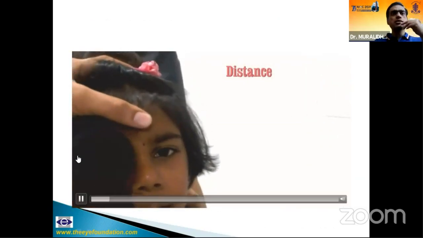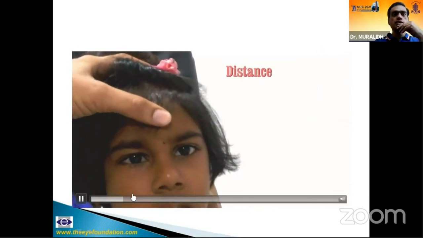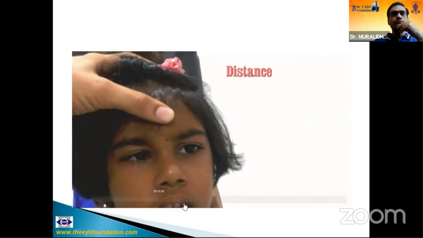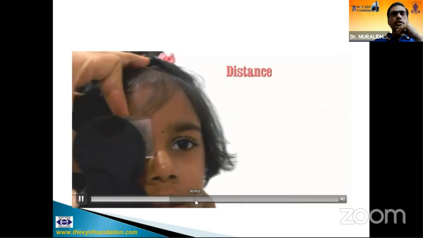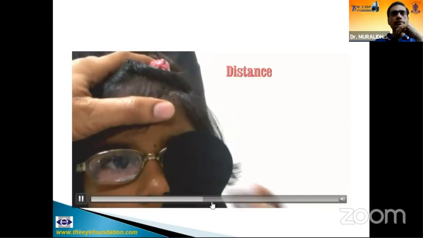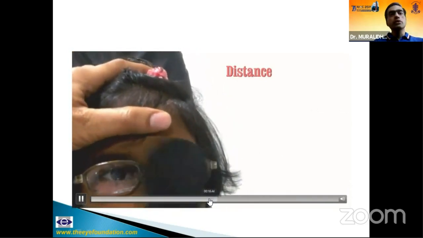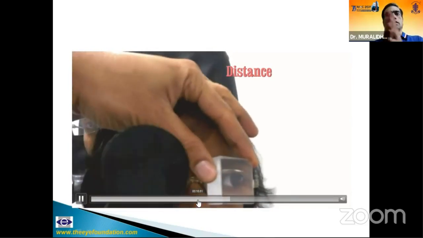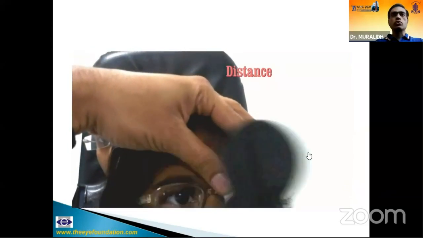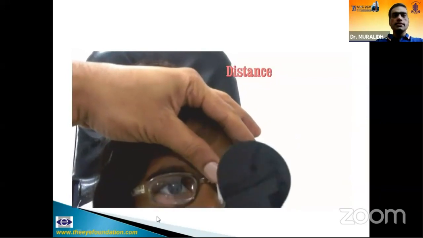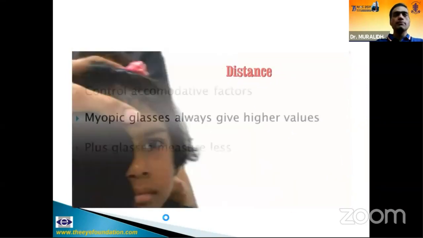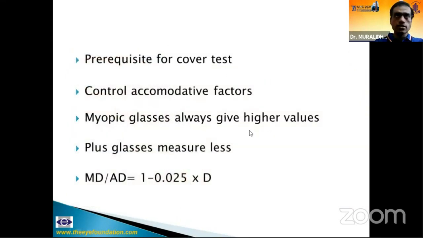So to highlight the importance of refraction, watch this patient. This patient has an esotropia, and you're able to measure without the glasses. When you give her the glasses, she goes overboard. She loses that convergence and she develops exotropia. So these are strabismus patients that you should watch out for and should not take up for surgery because they have a lot of dynamic factors.